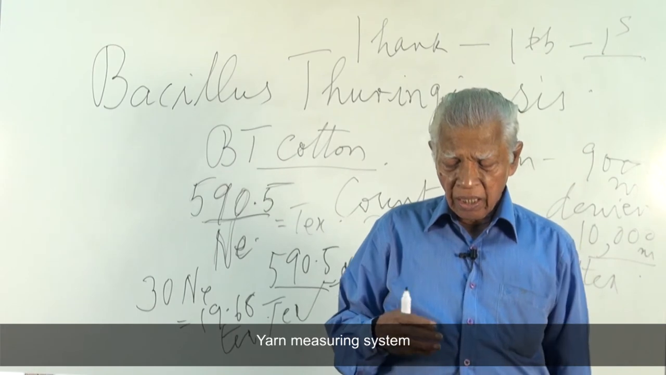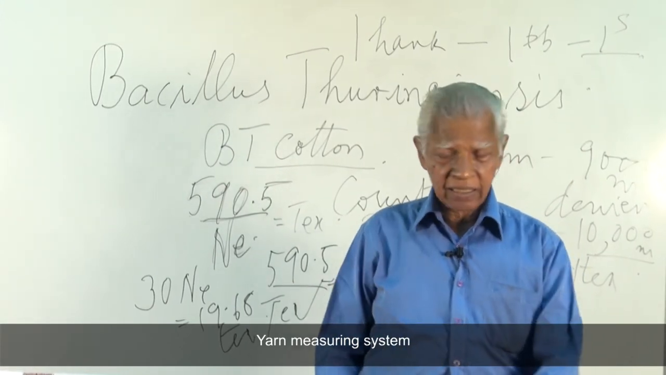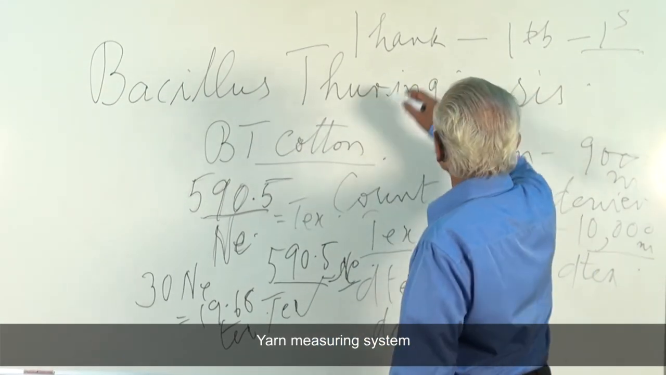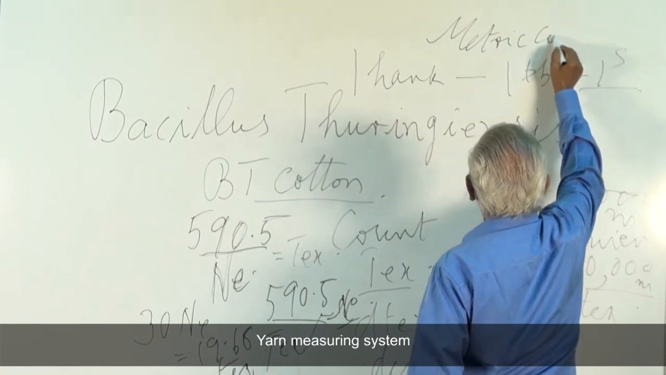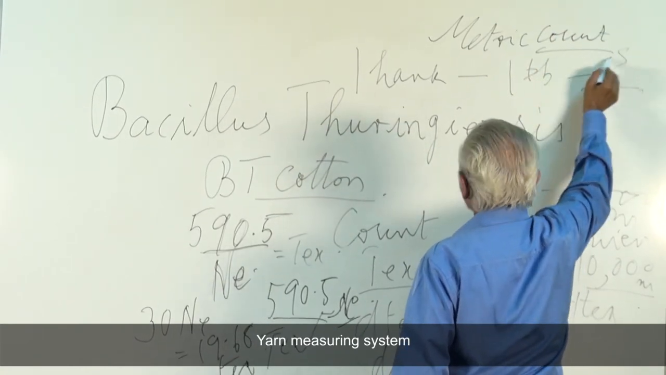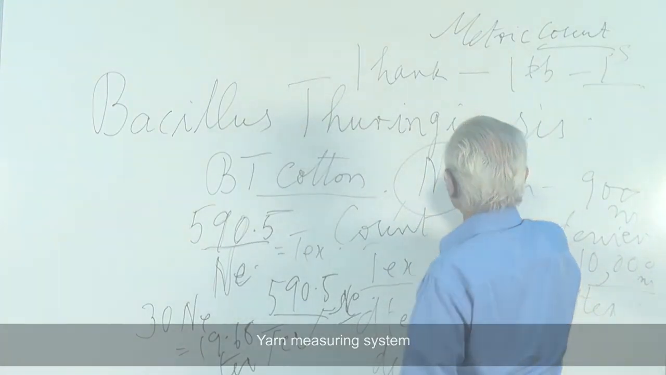Now, there is another count that is used in khadi industry, that is called metric count. It is represented as N capital and small m. This is the metric count.